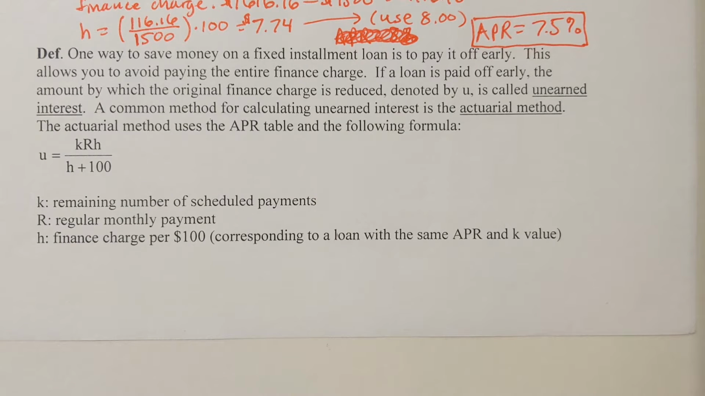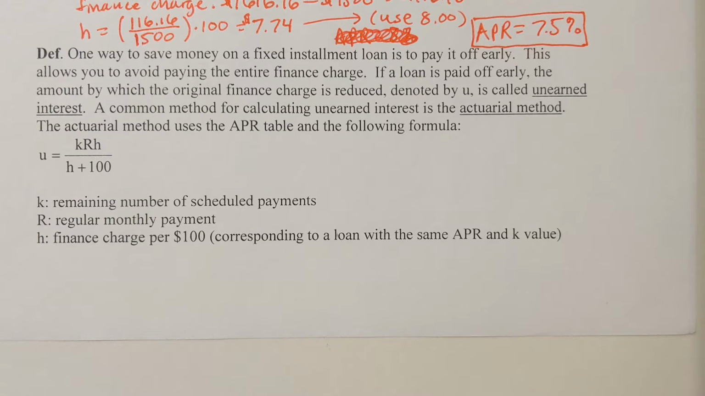Okay, in this video I'm going to finish up the rest of 13.3. And so let's see, we're on a definition here. It says one way to save money on a fixed installment loan is to pay it off early.